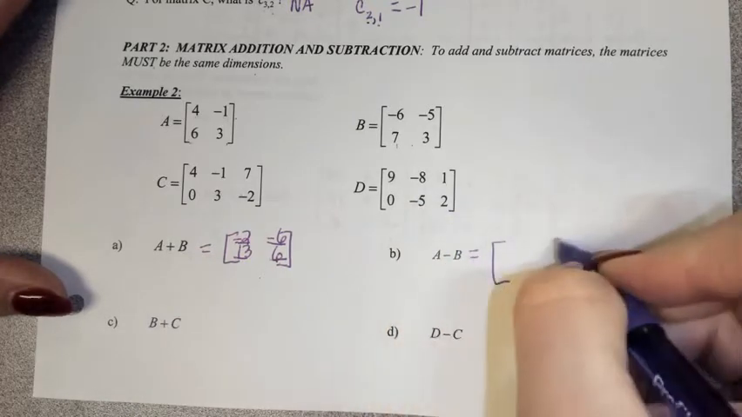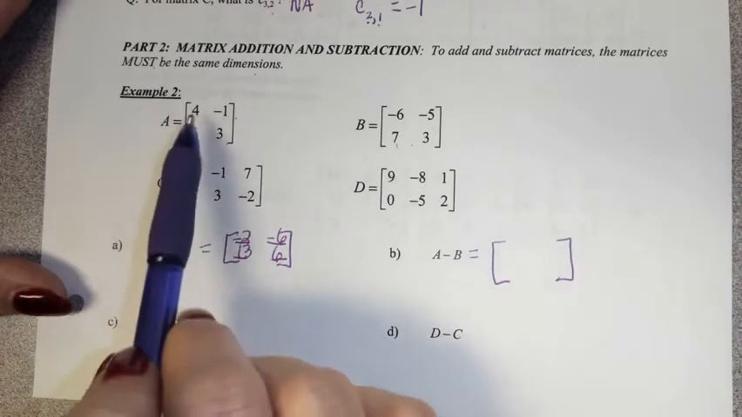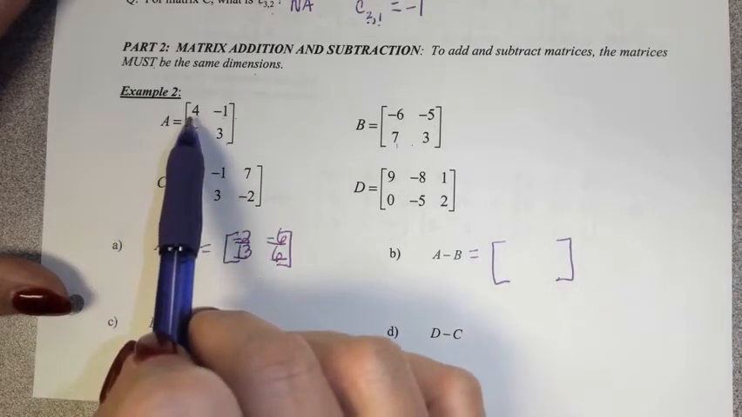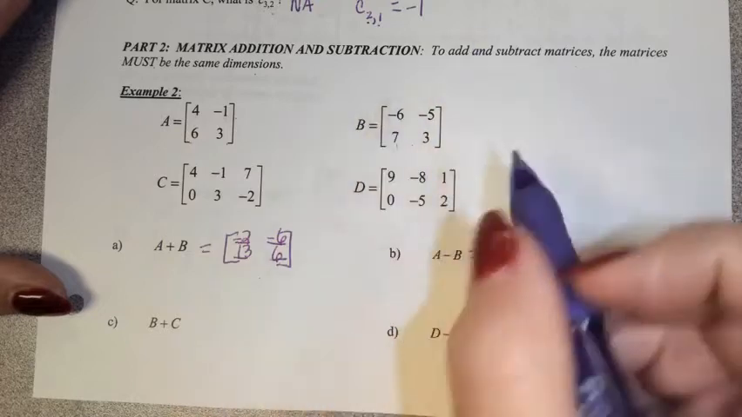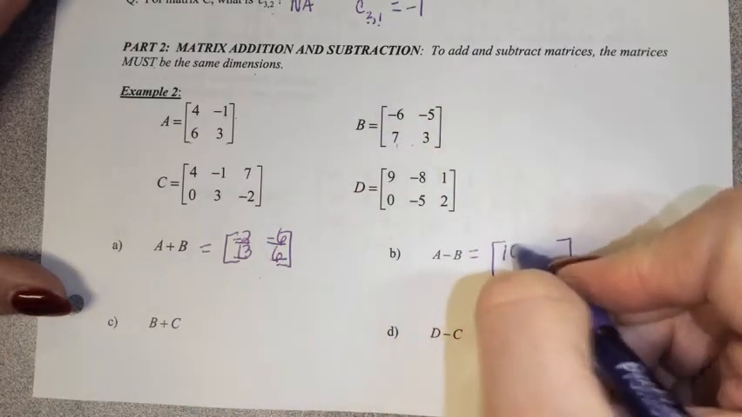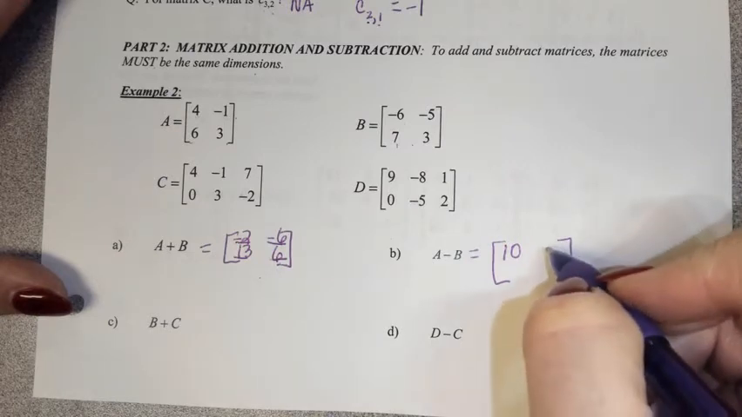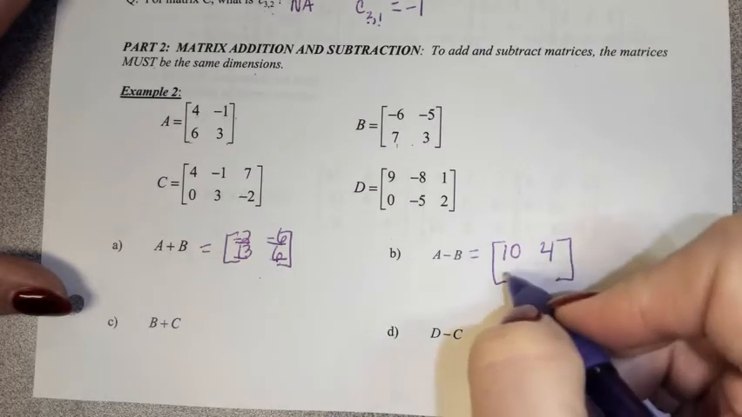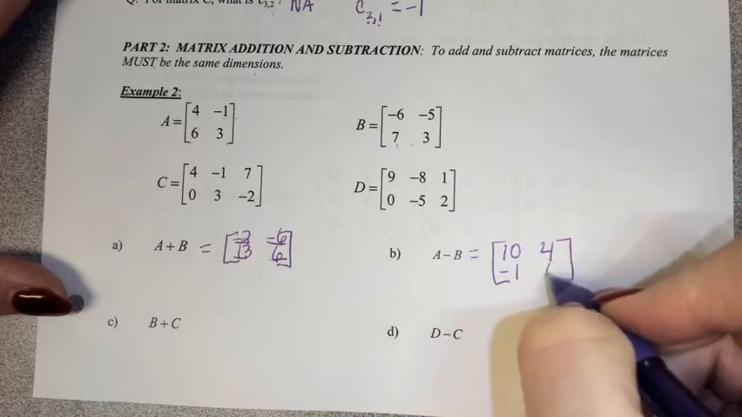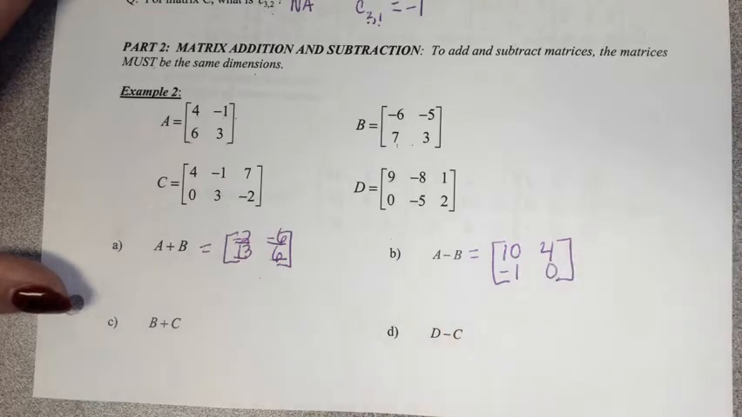If we do A minus B, it's the same thing, but we're going to subtract the entries. So we have 4 minus -6. So 4 minus -6 is 10. Then we're going to have -1 minus -5. That's going to give us 4. We're going to have 6 minus 7, -1, and 3 minus 3 is 0.